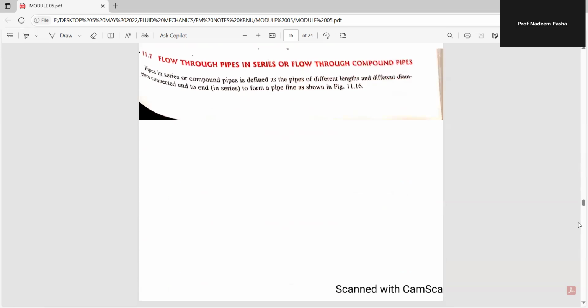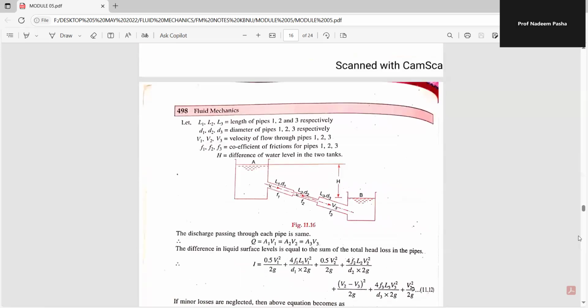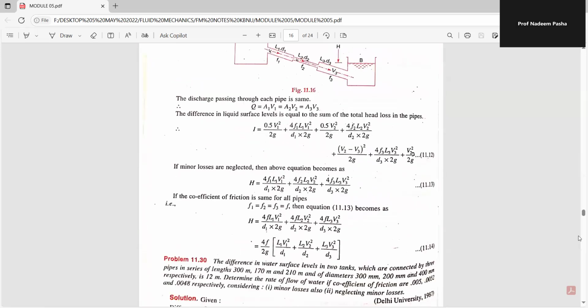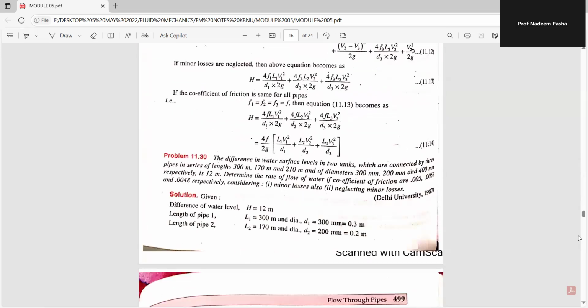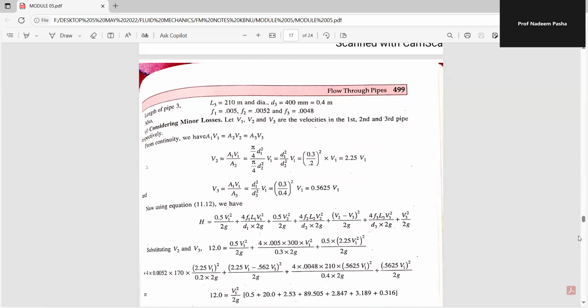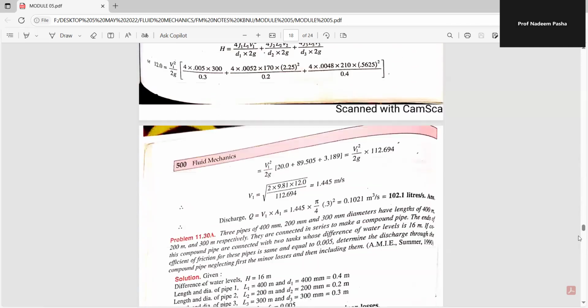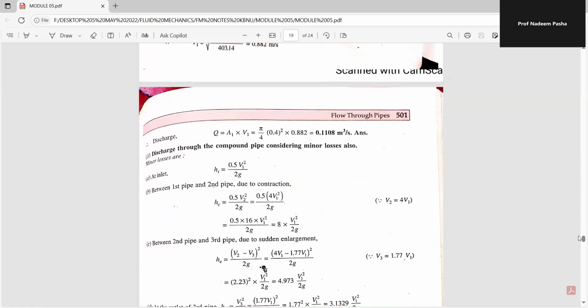Next, we studied flow through pipes. When the pipes are connected in series, it is also known as compound pipes. So the equation to calculate loss of head due to friction when the pipes are connected in series is h equal to 4f by 2g times (L1 V1 square by D1 plus L2 V2 square by D2 plus L3 V3 square by D3). After that, we studied about equivalent pipe, that is a pipe having uniform diameter and length.